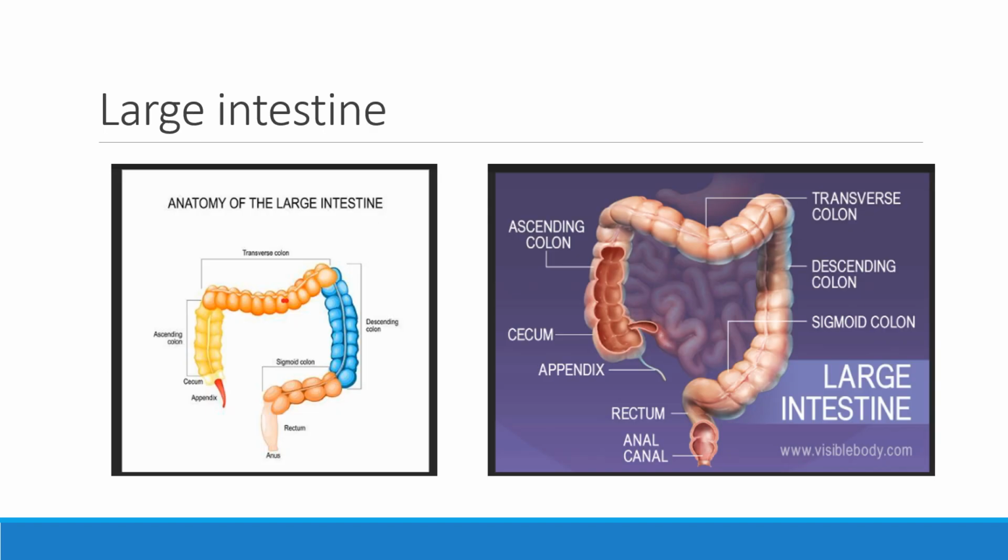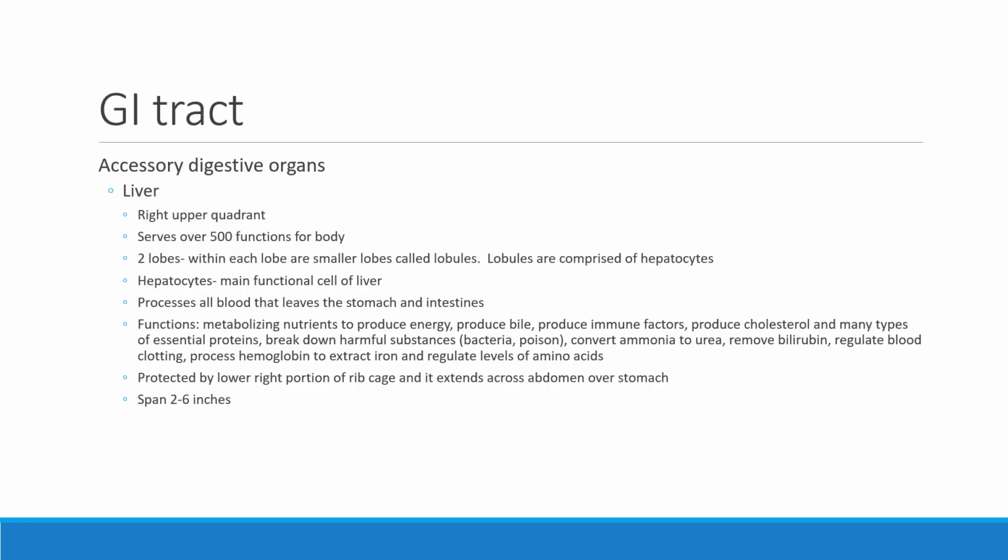And here are just a few photos showing the large intestine. So on either one, you can see the appendix, that little appendage that's coming off of the cecum. We have our ascending colon on the right side, transverse colon, descending colon, and then the sigmoid colon with the rectum and the anus. The first accessory digestive organ we're going to talk about is the liver, and this is in our right upper quadrant.